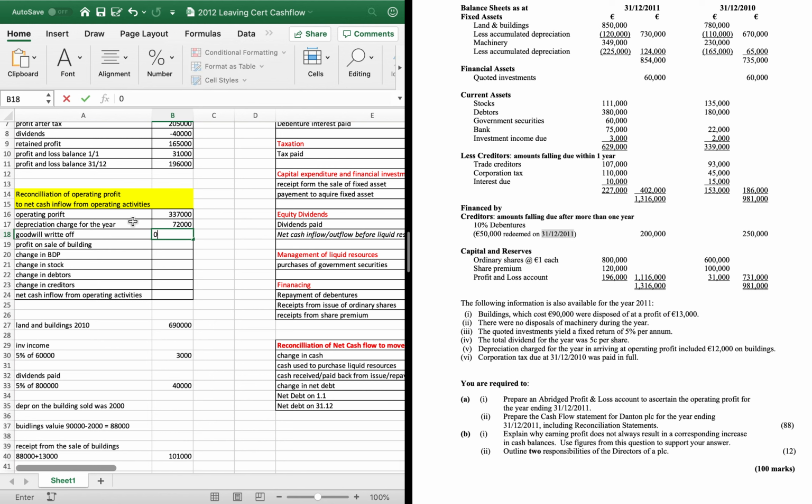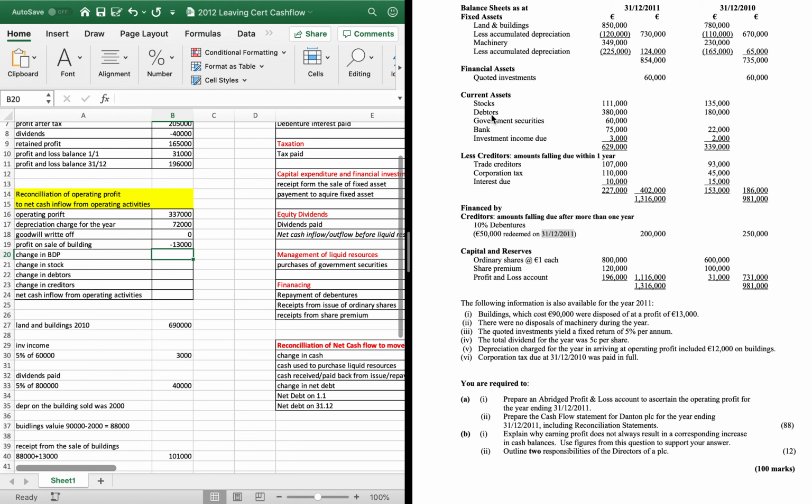Was there any goodwill? There was none. Was there a profit on the sale of the building? So there was a profit on the sale of the building. It was disposed at a profit of 13,000. So we didn't have to work that out because it was given to us. Now remember, profits are non-cash gains. So we'll take them away. So they increase our profit, but they don't actually increase our cash. So if we're looking to work out what our cash is, we have to take those into account.